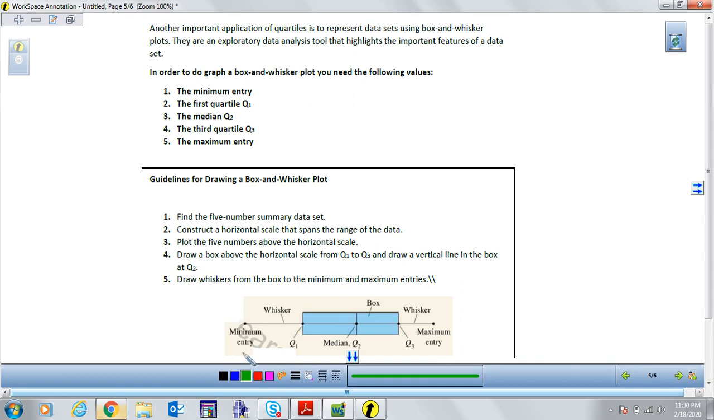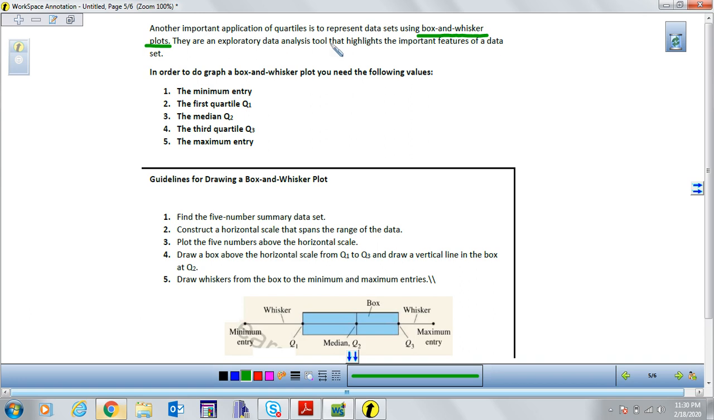And we're getting here towards the end. So now that you know how to divide a set of values into quartiles by finding first the median, which is Q2, then finding the median again of the values to the left-hand side of Q2, and then the median again of the values to the right-hand side of Q2, and that's how you find Q1 and Q3, right? Now we're going to put this in a graph. So another important application of quartiles is to represent data sets using a box and whisker plot.